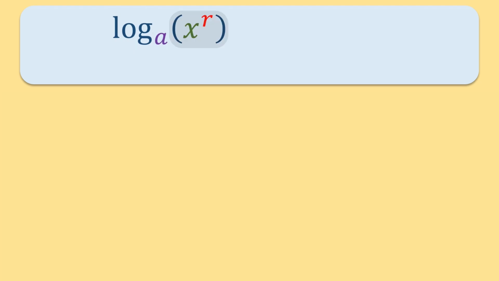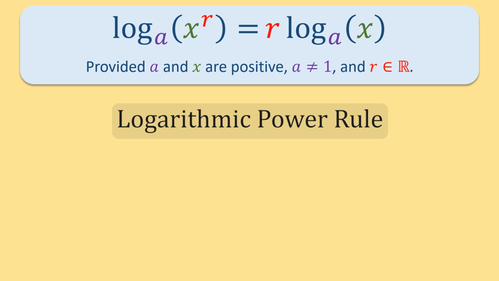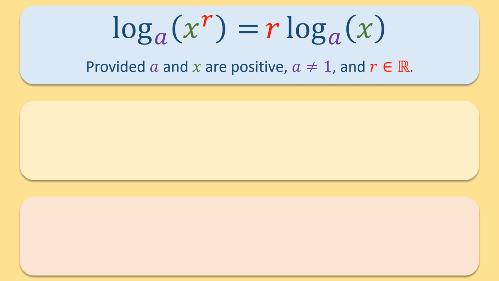log base a of x to the r power is equal to r times log base a of x. This is true when a and x are positive, a does not equal 1, and r is a real number. We call this the logarithmic power rule. Let's walk through two examples where we go from the form on the left to the form on the right, and one where we go from the form on the right to the form on the left.